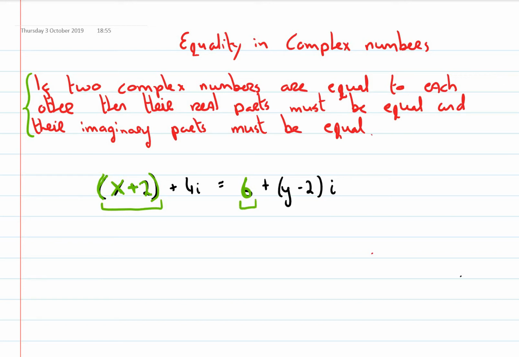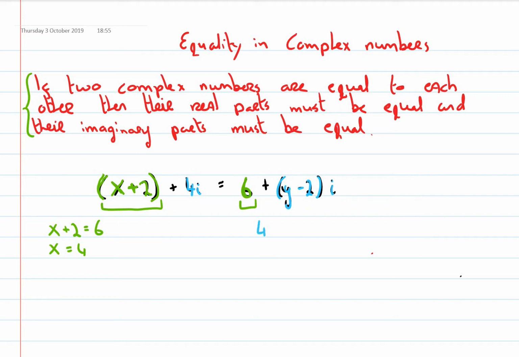So I could find out what x is here. x + 2 = 6. We just take the real part on the left, the real part on the right, and let them equal each other. x + 2 = 6, so x = 6 - 2, which is 4. Now we look at the imaginary parts. Again, the imaginary parts on the left hand side must equal the imaginary parts on the right hand side.